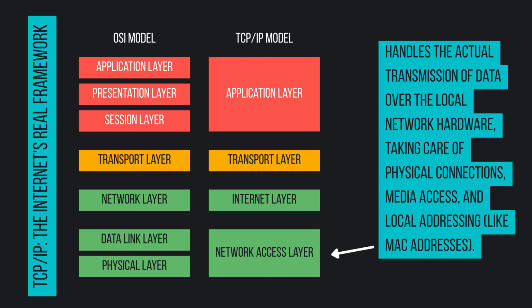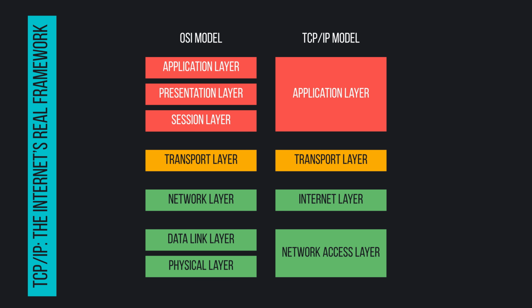Here's why TCP/IP won over OSI. It was built from working protocols, not theoretical specifications. When the internet was being developed, TCP/IP was already proven in real networks. It's more flexible, robust, and simpler to implement. Plus, it's an open standard. No single company controls it.